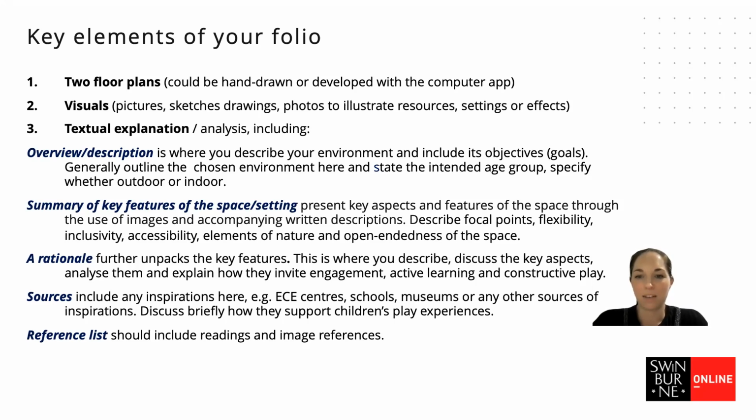Discuss the key aspects and features of the space. You can use images and written descriptions to describe the focal points, flexibility, inclusivity, accessibility, elements of nature, and the open-endedness of the space. You will include a rationale, so that will further unpack your key features so you can see how it's all fitting in together. This is where you will describe and discuss your key aspects, analyze them, and explain how they invite engagement, active learning, and constructive play.